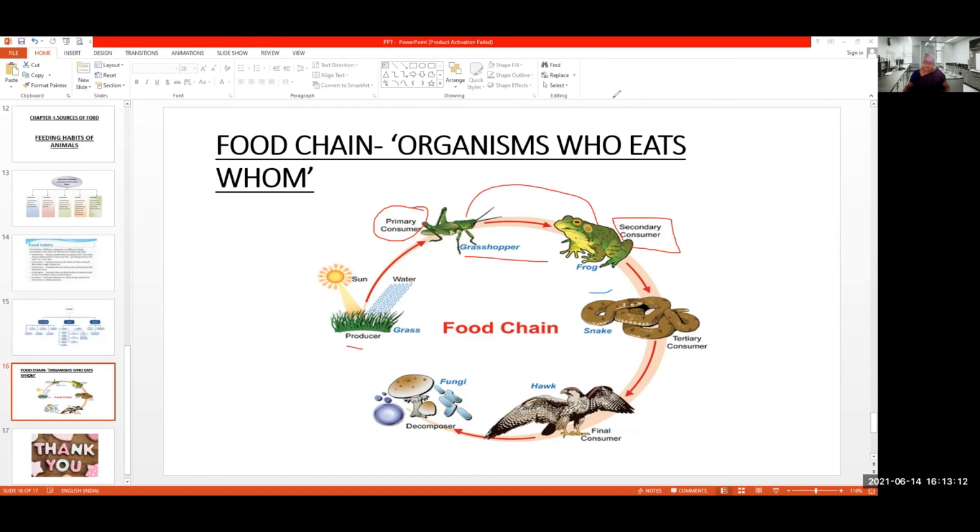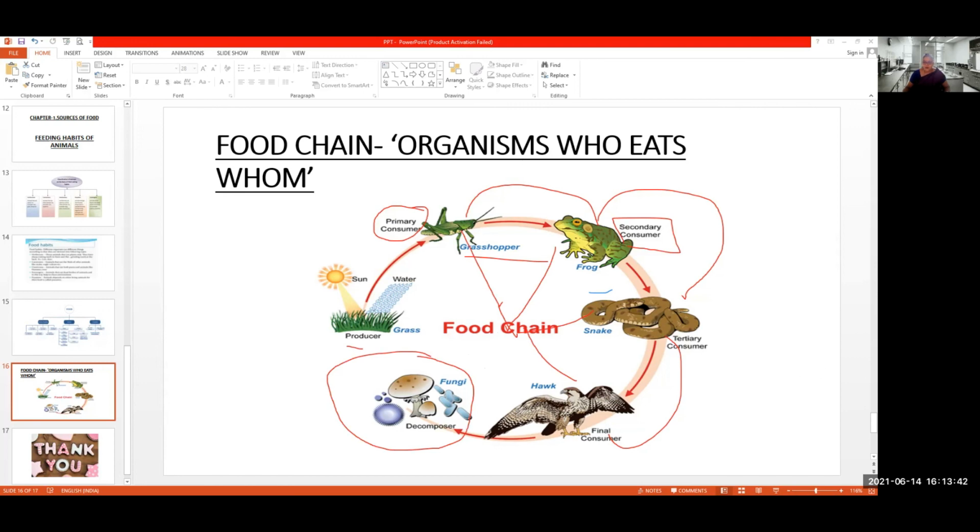Then the frog is eaten by the snake, that is the tertiary consumer. This is the third part. Then the snake is eaten by the hawk, the final consumer. Then finally, whatever is dead, the leftover bodies and everything, is taken up by the bacteria and fungi, that are called decomposers. So this is one of the examples of a food chain in a forest ecosystem. Okay, that's all, children.